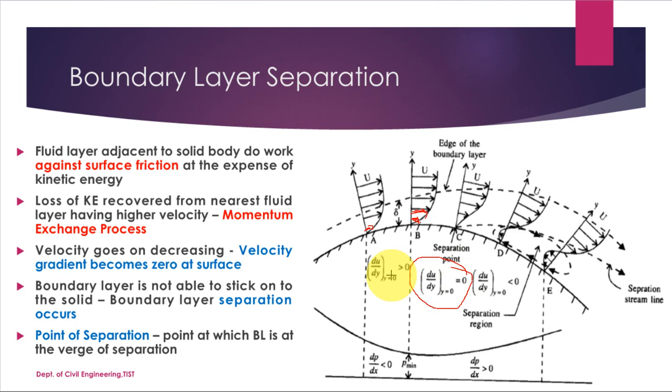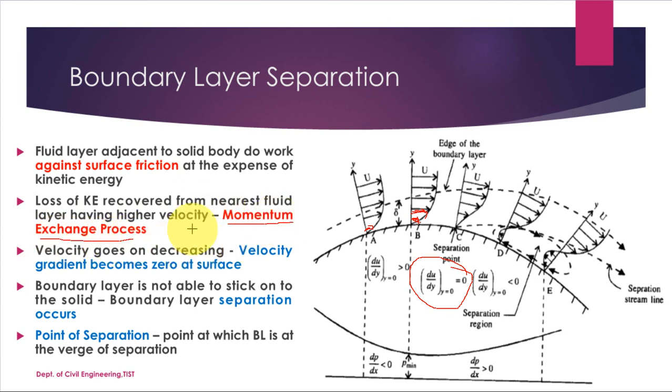So when such a condition occurs, the particles are not able to stick onto the boundary, and they move away. The boundary layer separates from the boundary, and all these points are written over here. The fluid layer adjacent to the solid body has to do work against the surface friction at the expense of its kinetic energy, so there is a loss of kinetic energy. This loss is recovered from the nearest fluid layer having higher velocity. So there is an exchange of velocity, which is known as the momentum exchange process.